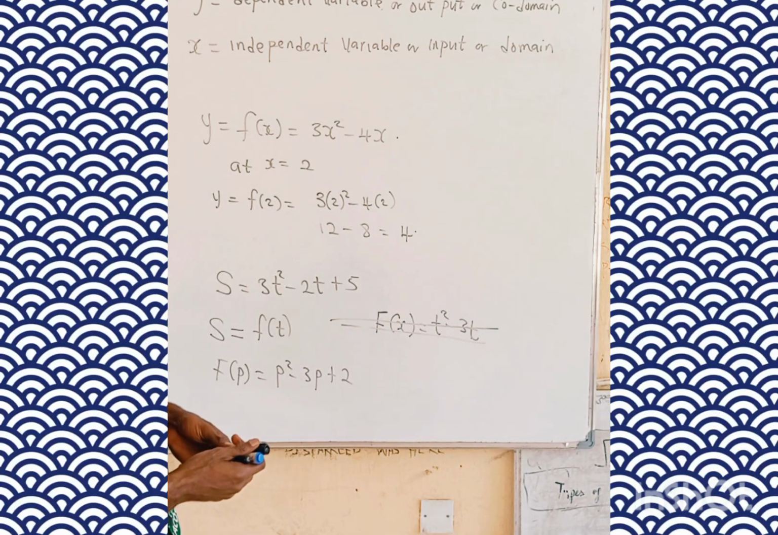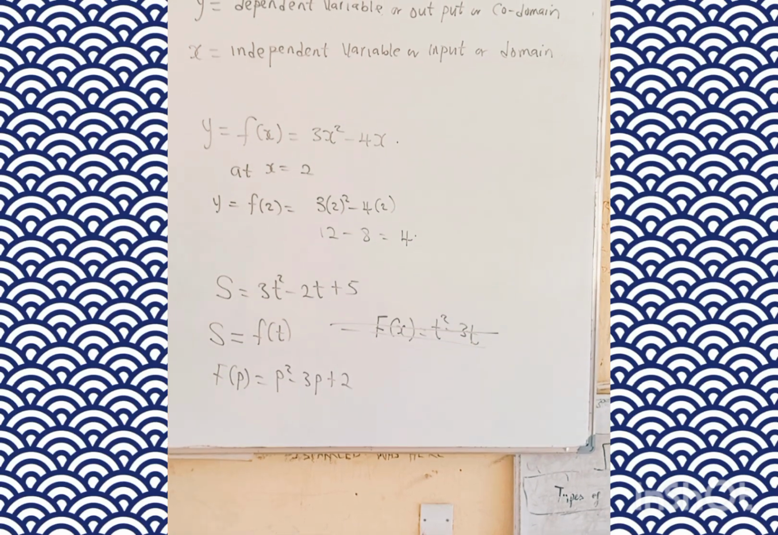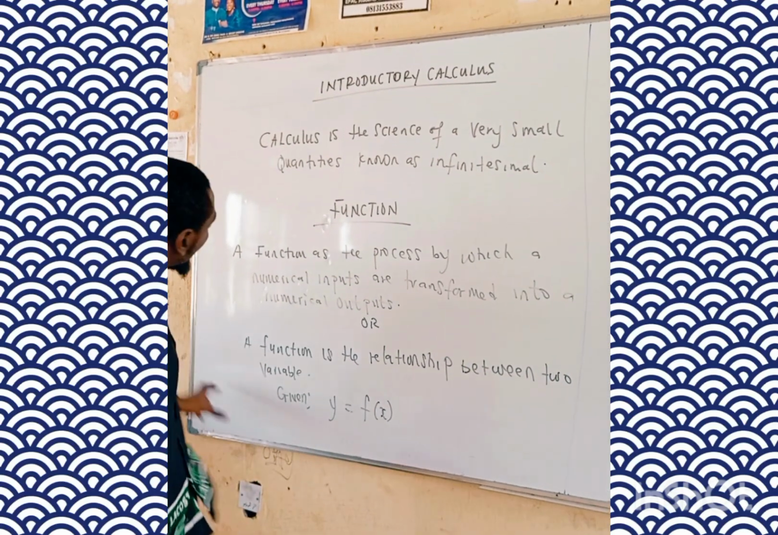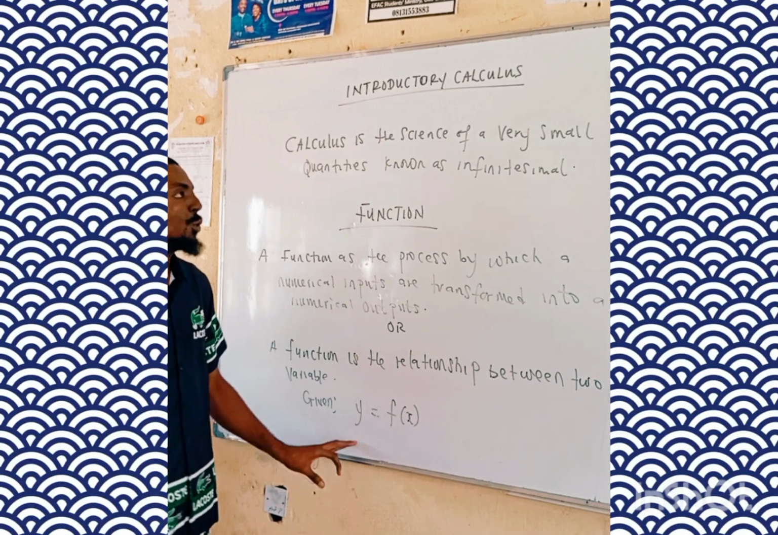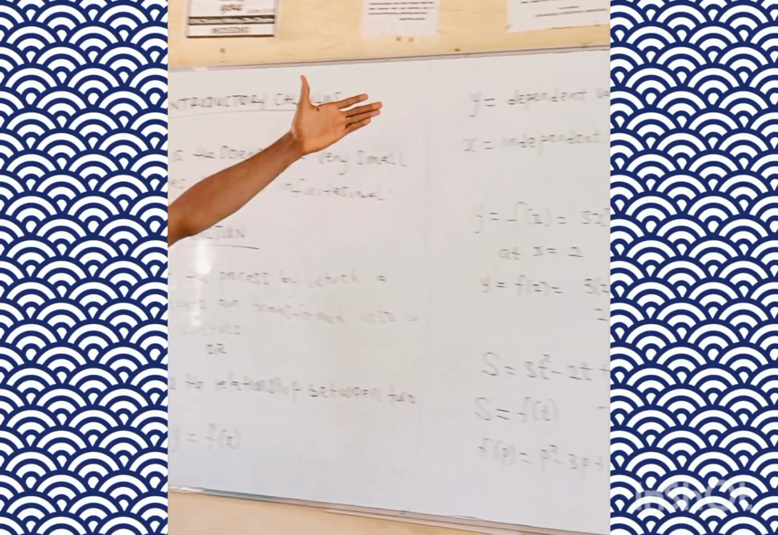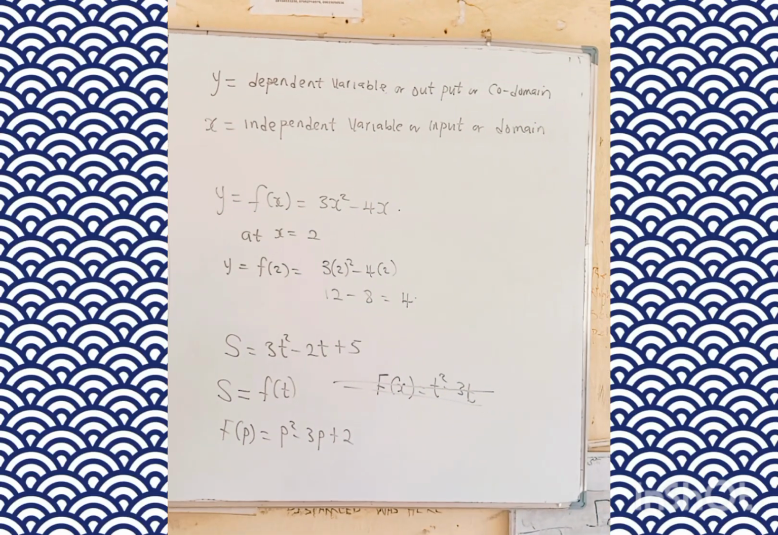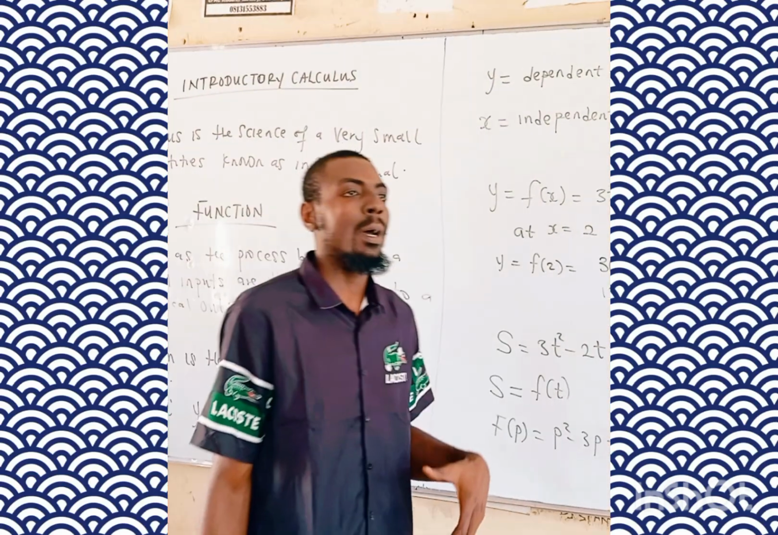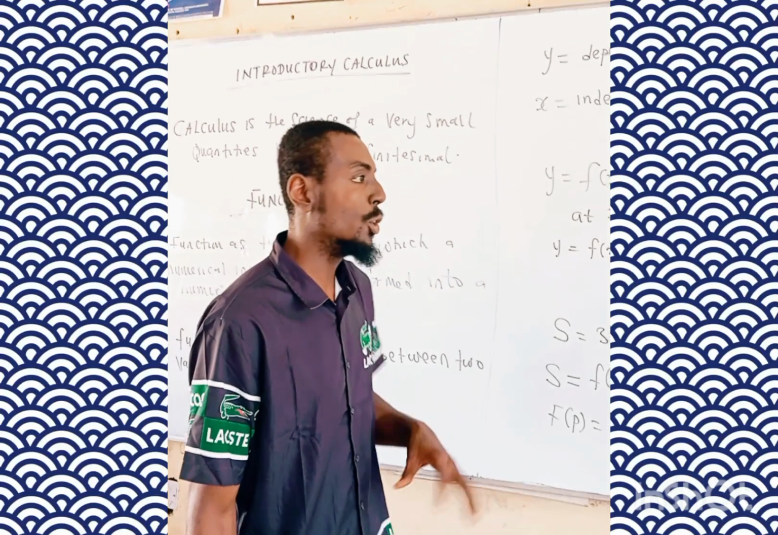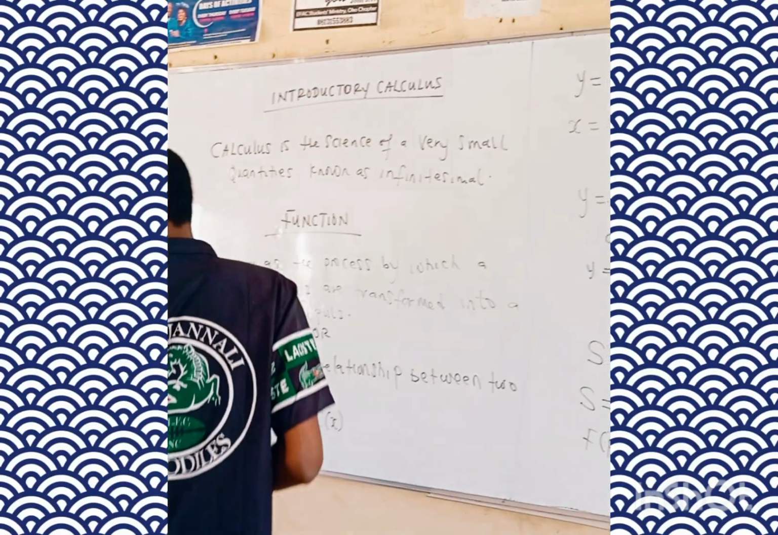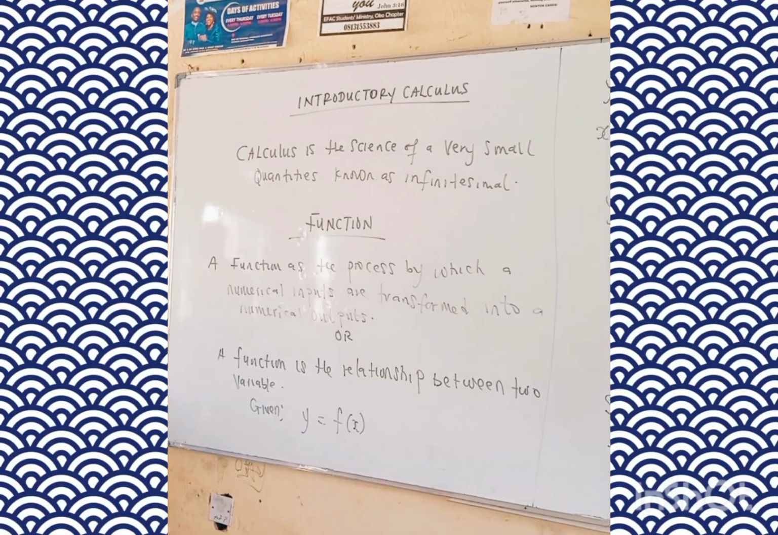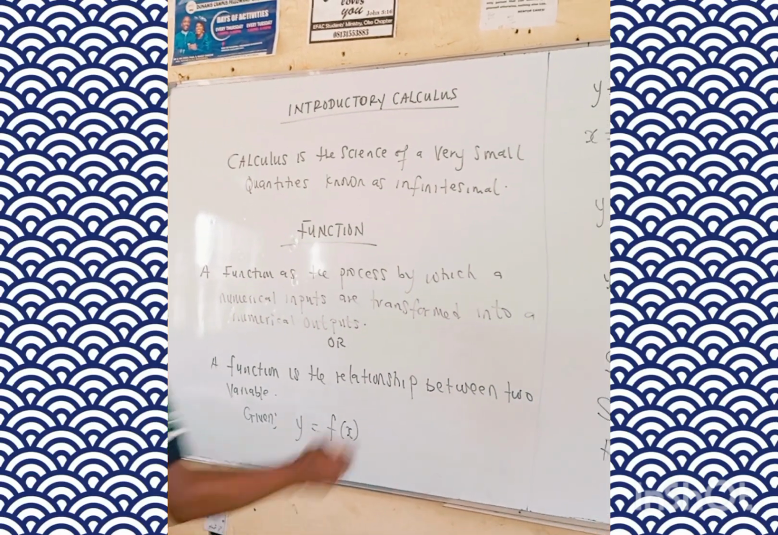So this is function as a process by which a numerical input is transformed into a numerical output, and also function as the relationship between a dependent variable and an independent variable. Now we're going to talk about the different types of functions we have.